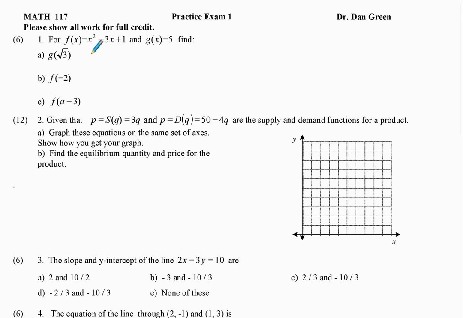Welcome to our review for Finite Math, Exam 1. Let's go ahead and get started. So first we have a couple of functions that are given to us here.